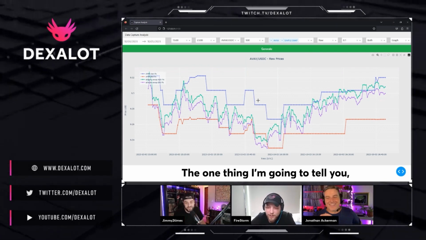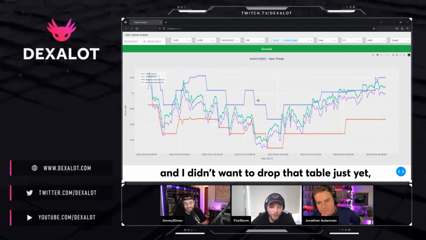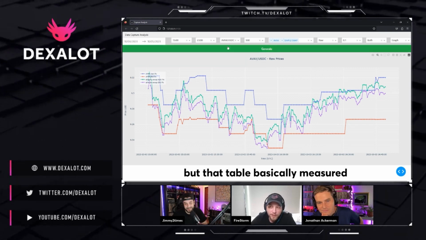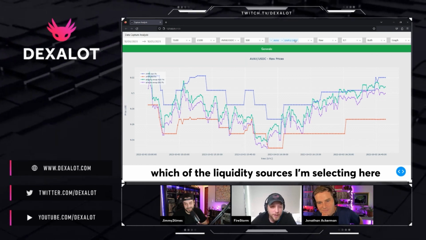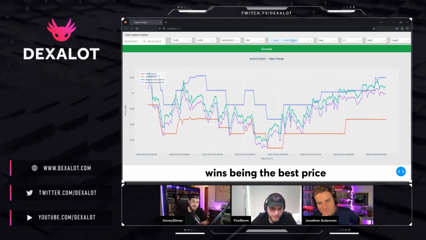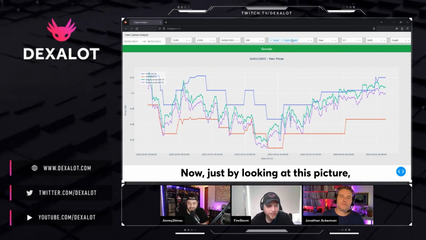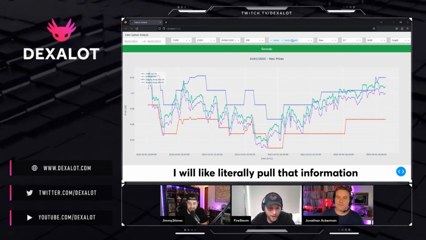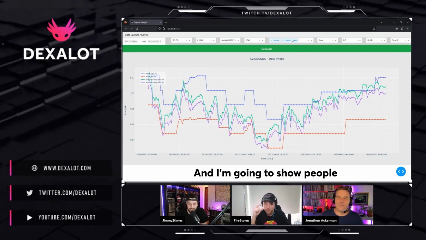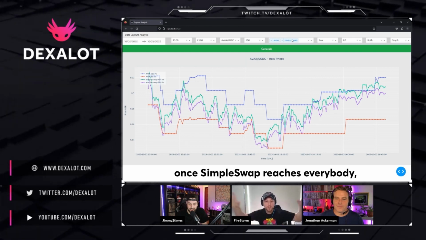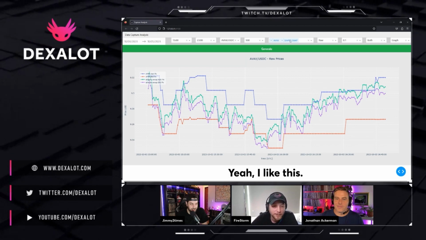The one thing I'm going to tell you, there was another table here, and I didn't want to drop that table just yet, but that table basically measured which of the liquidity sources I'm selecting here wins by being the best price for the period that I'm pulling. Just by looking at this picture, I think you can guesstimate it, but eventually I will literally pull that information across a very long time horizon. And I'm going to show people once SimpleSwap reaches everybody what percent of the time it will win the market, and it will blow people's minds.